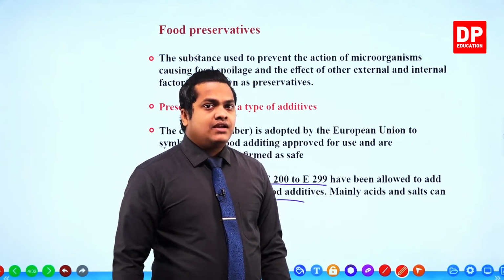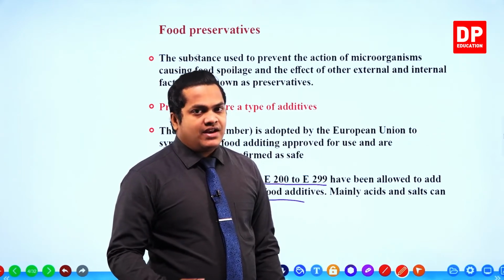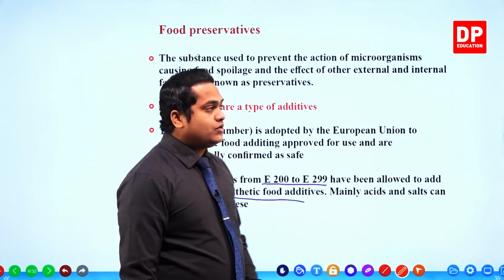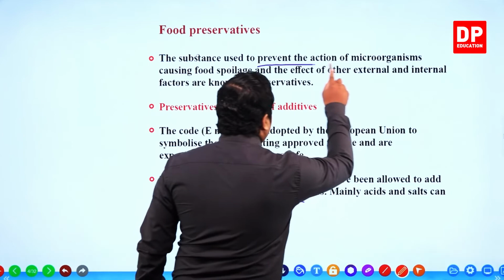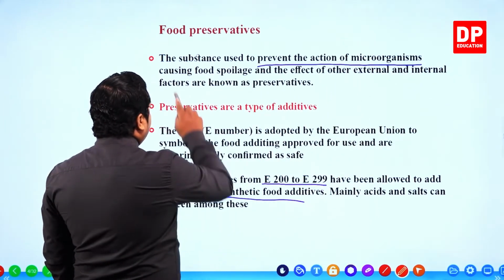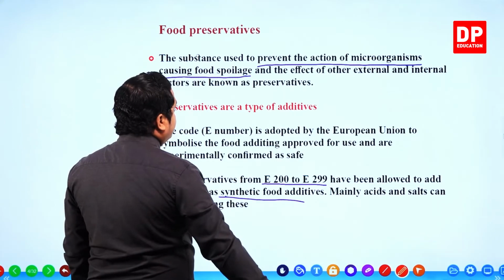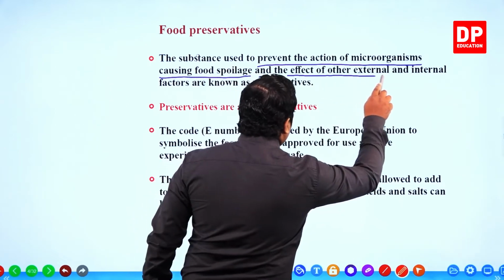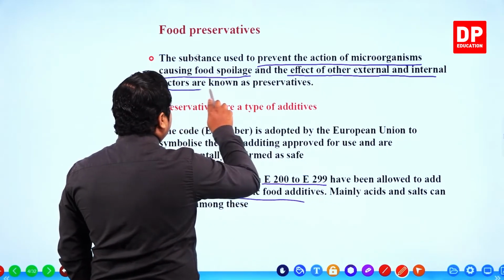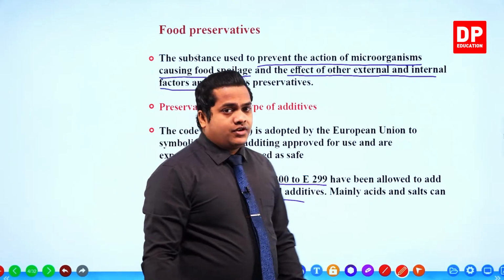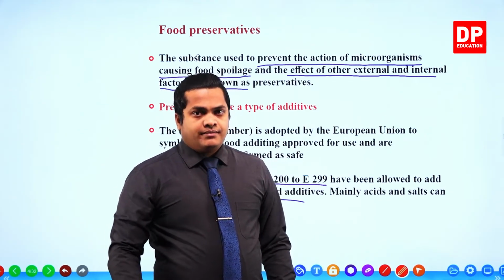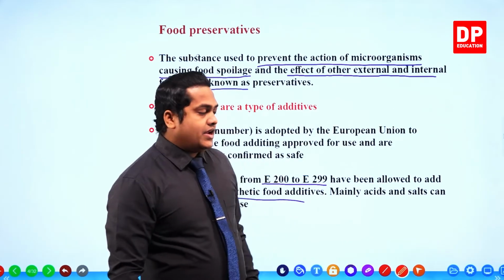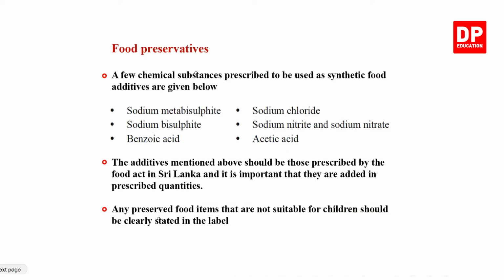Especially remember that a preservative is also a type of additive, a special type of additive. We add preservatives in order to do what? In order to prevent the action of microorganisms which cause food spoilage, and in order to minimize the effect of external and internal factors on the spoilage of food. We add preservatives to control these two factors mainly. Right, then we'll head on to see what our new things are.